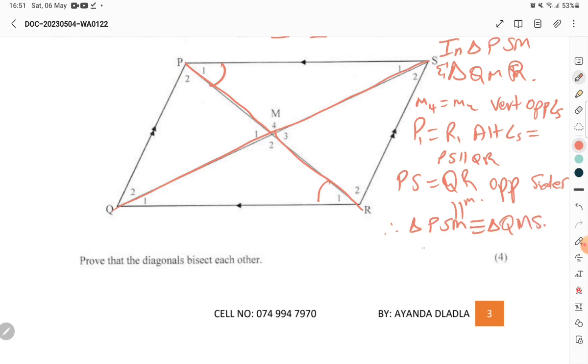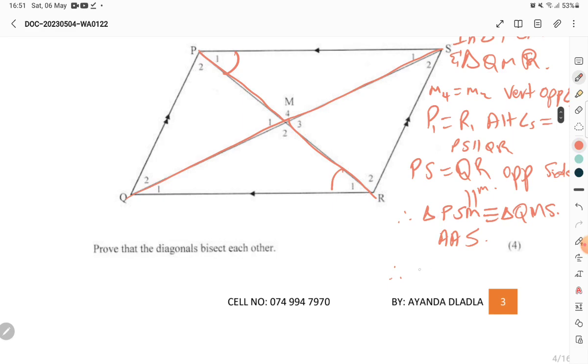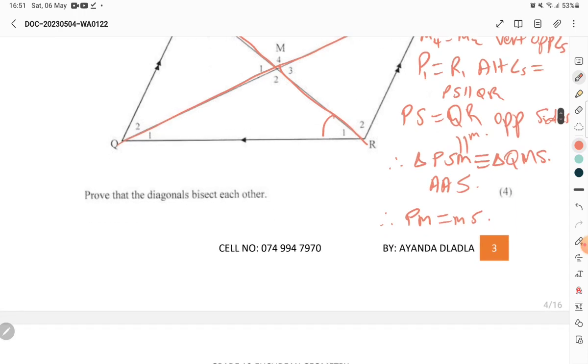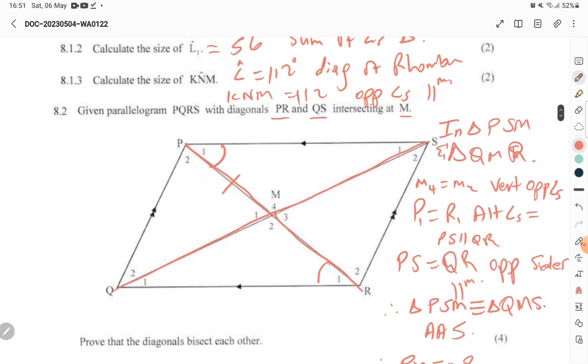The reason for that is because we have proven angle-side, right? So we can then conclude, therefore, that PM is equal to MR. So which means PM is now equal to MR because they are facing equal angles, right? So they are facing equal angles.